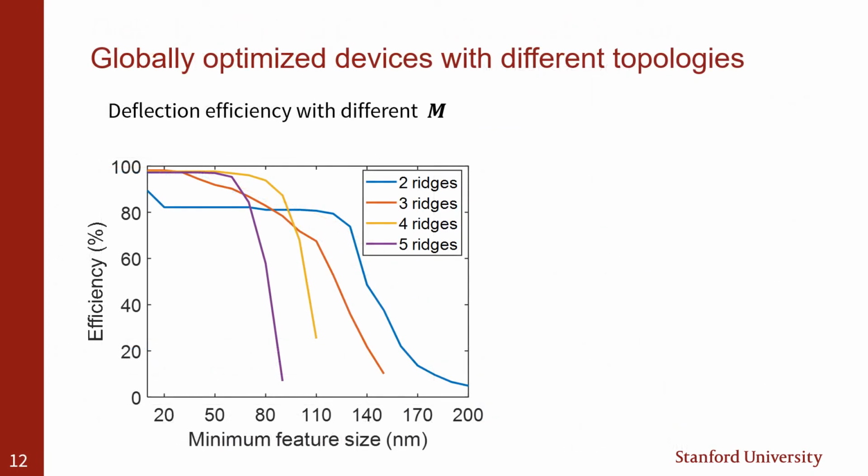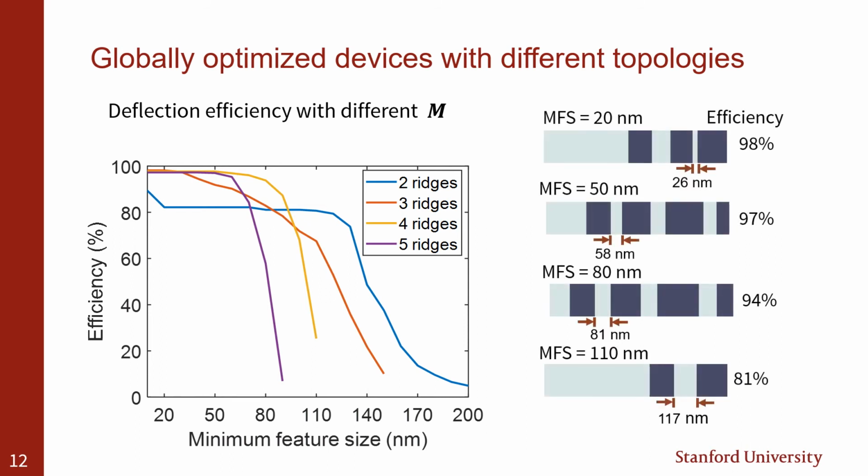We have also performed global optimization for different topologies. Each curve here shows the case with a different number of bars. We can see that certain topologies outperform others for certain ranges of minimum feature constraints. Since we can get distinctly different topologies as a function of minimum feature size, it is important to incorporate minimum feature size through the whole course of optimization, because we can't just take the best device without constraints and then adjust it to incorporate constraints afterwards.